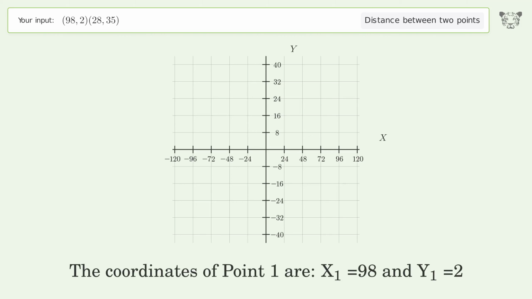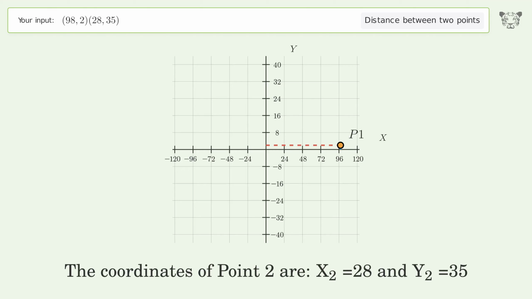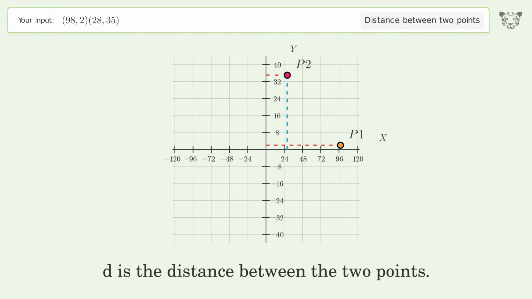The coordinates of point 1 are x1 equals 98 and y1 equals 2. The coordinates of point 2 are x2 equals 28 and y2 equals 35. D is the distance between the 2 points.